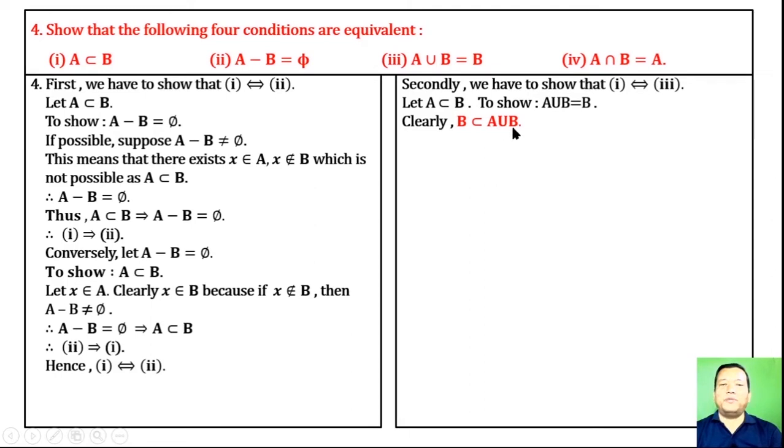Next, A union B is a subset of B. Let X belongs to A union B. Then that gives X is either in A or X is in B. If X is in A, then X belongs to B.